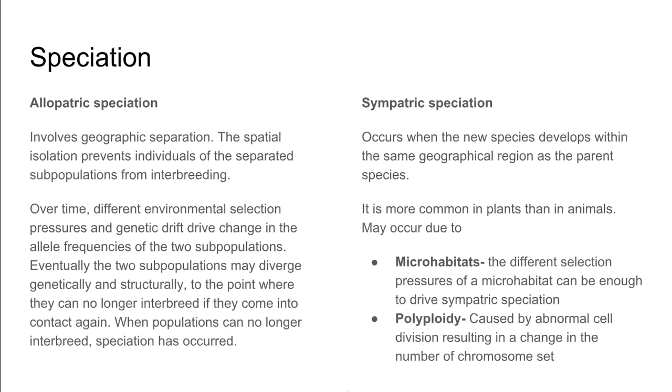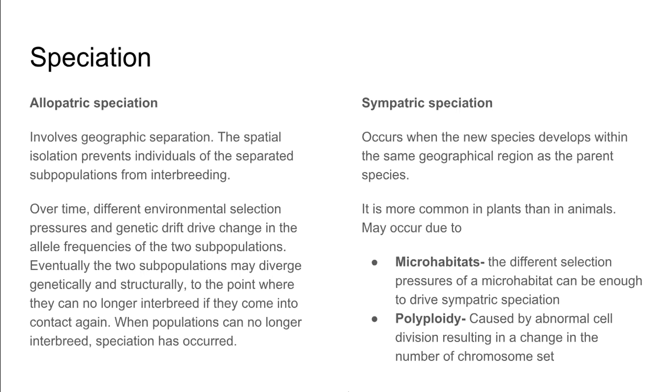So when we refer to speciation, there are a few types. So allopatric speciation, and this involves geographic separation. So the spatial isolation prevents individuals of the separated subpopulations from interbreeding. So over time, these different environmental selection pressures and genetic drift can drive changes in the frequencies of different alleles of the two subpopulations. So eventually, these two subpopulations may diverge genetically and structurally, where they are considered no longer the same species, where they can no longer interbreed, and this is referred to as speciation.